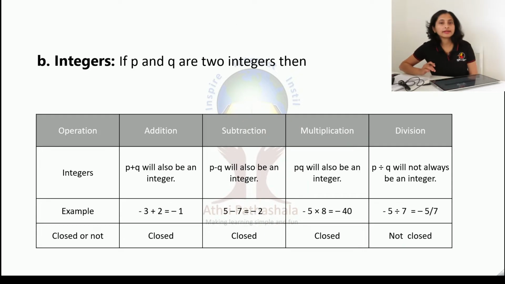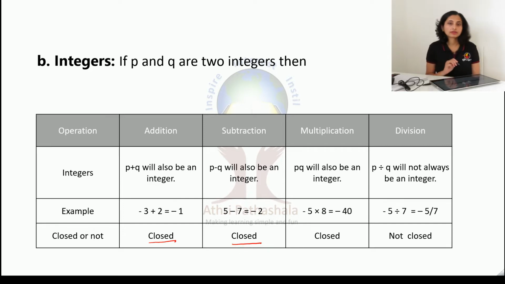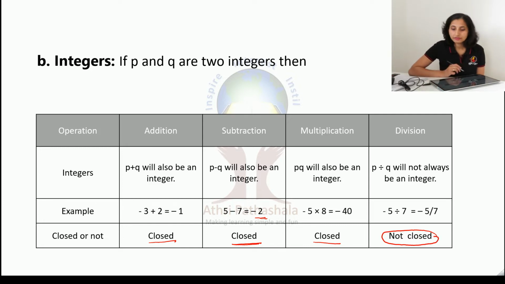So for the integers, it is closed under addition, and also closed under subtraction, because 5 minus 7 is minus 2, and minus 2 is also an integer. It is closed under multiplication, but it is not closed under division, because minus 5 by 7 is not an integer, so it is not closed under division.